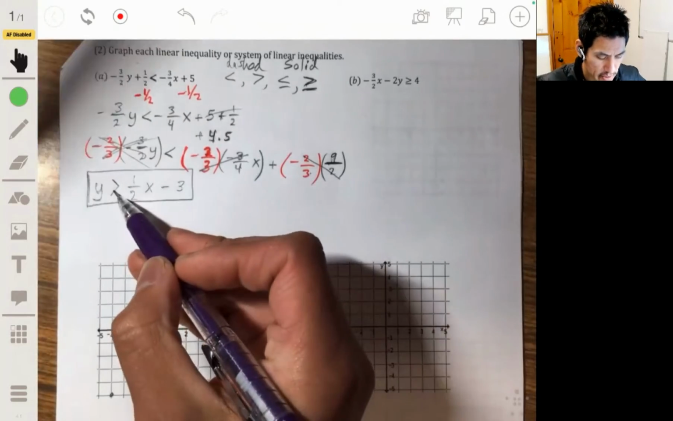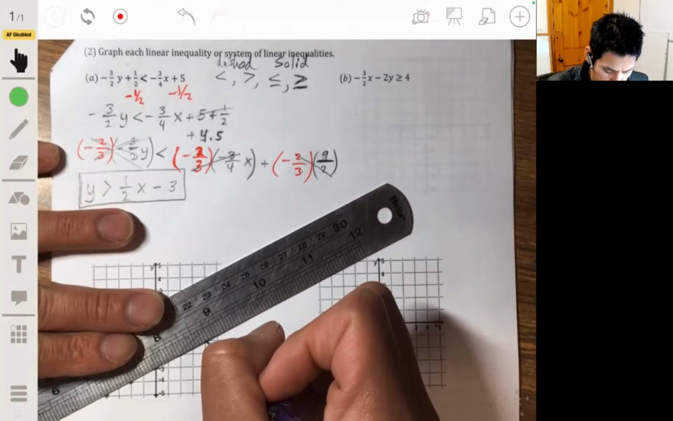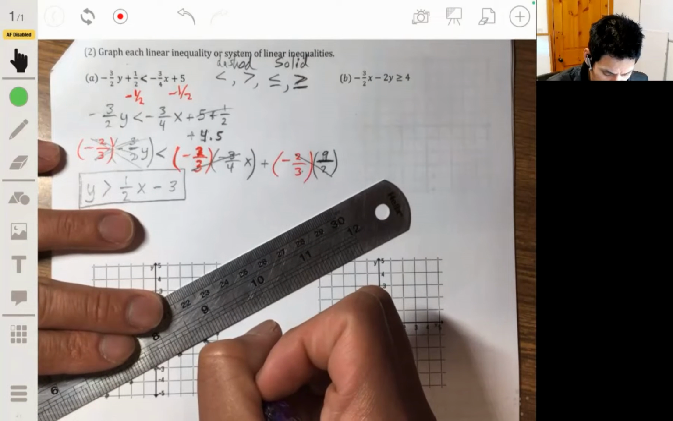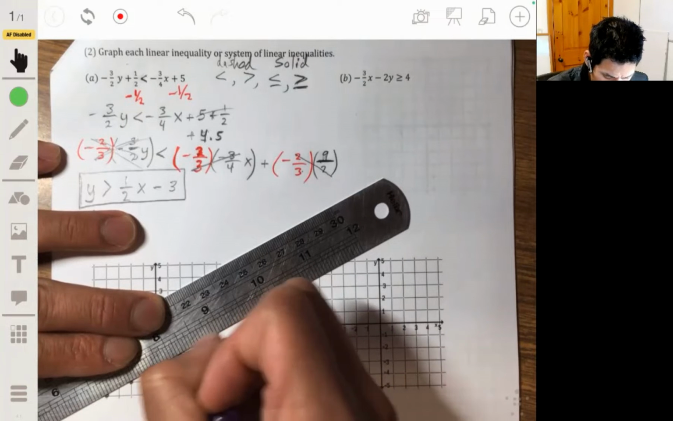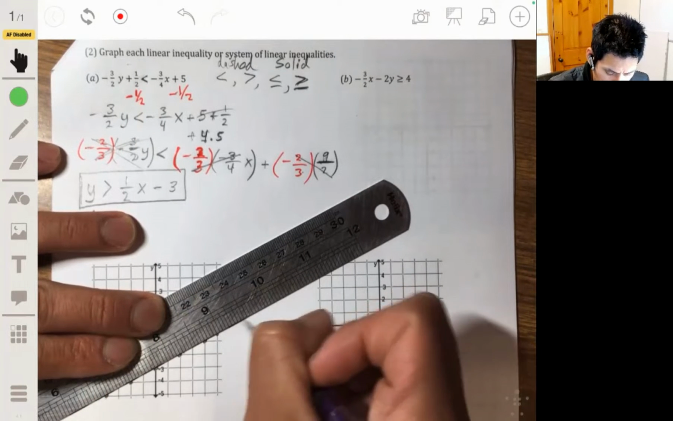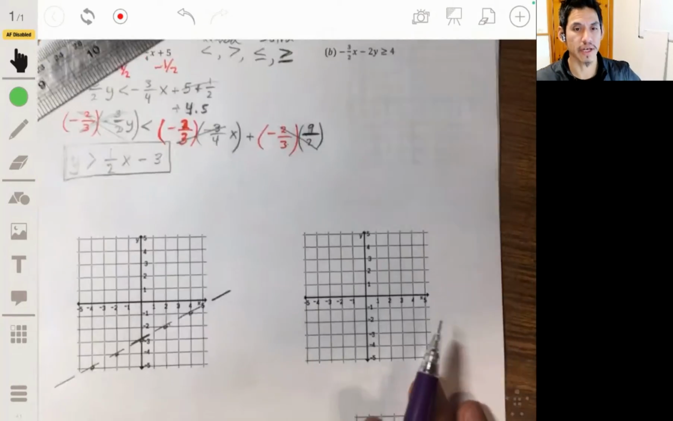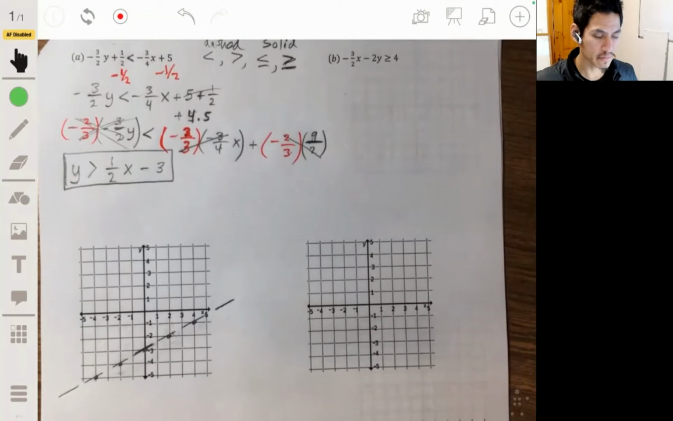Now, since this doesn't say greater than or equal to, it just says greater than, this is going to be a dashed line. Don't think it's not a big deal, because it really is, especially if you guys play sports. This means the line itself is not included in the solution.